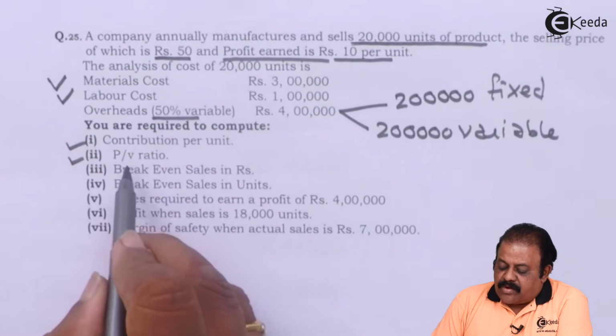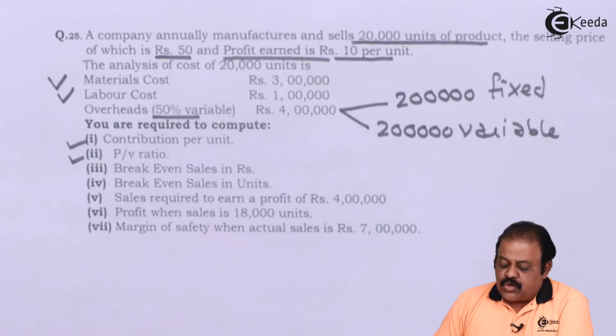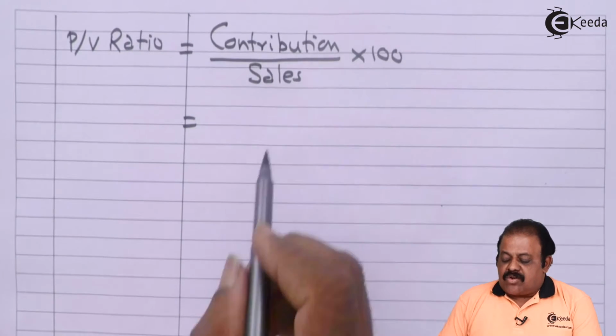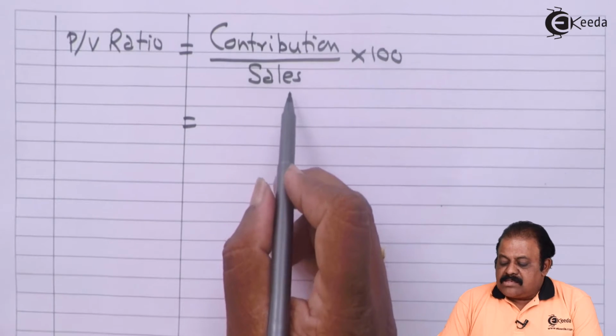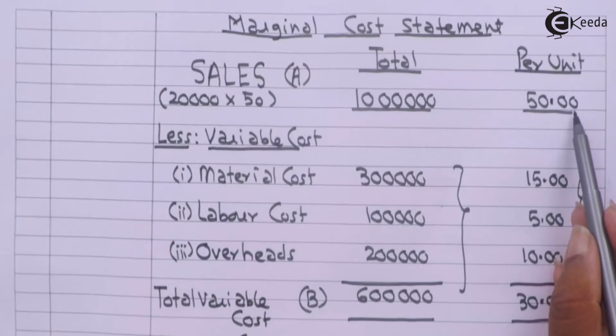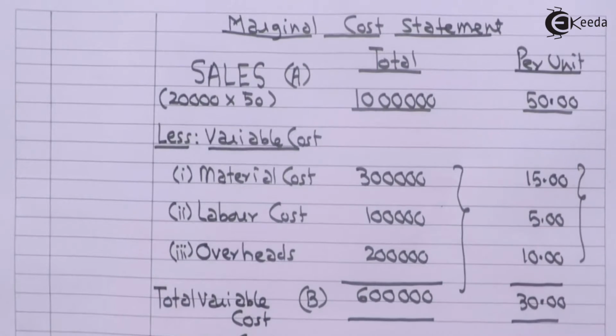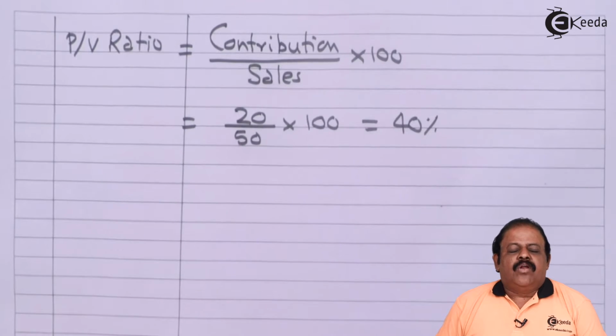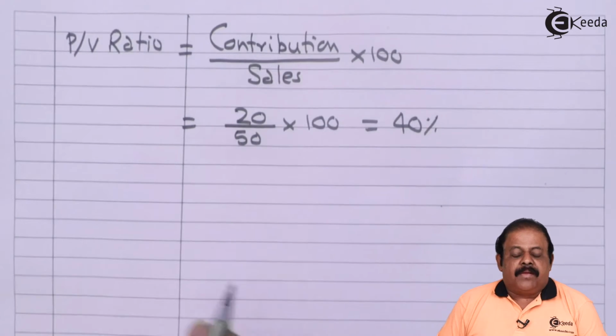Further they have asked us to calculate PV ratio, profit volume ratio. Formula for PV ratio is contribution upon sales multiplied by 100. We got sales 50 rupees per unit, contribution 20 rupees per unit. So we got profit volume ratio, PV ratio, 40%.